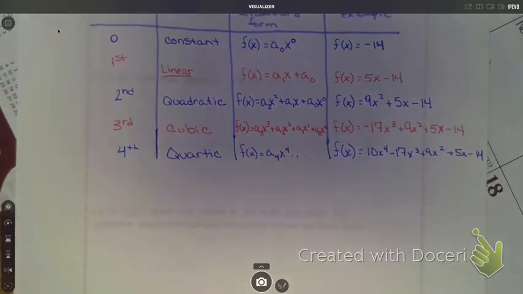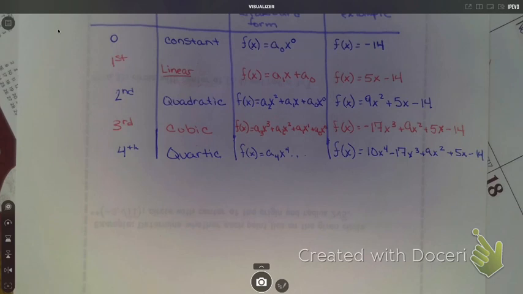Okay, so these are the ones. Anything after 4, we just say 5th degree, 6th degree. Even quartic, you don't usually say quartic, you say 4th degree. You'll hear people say linear, quadratic, cubic, and constant, but anything after that, they just say the degree.